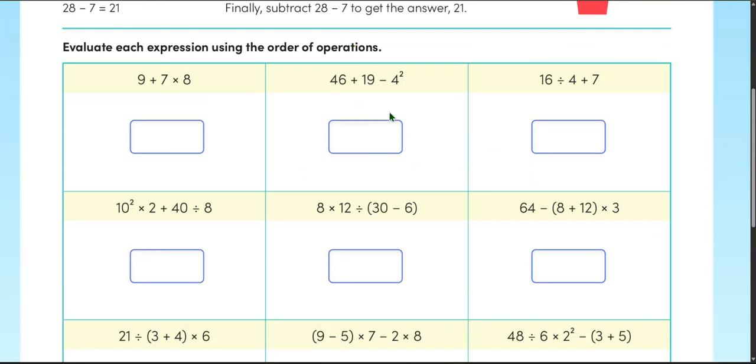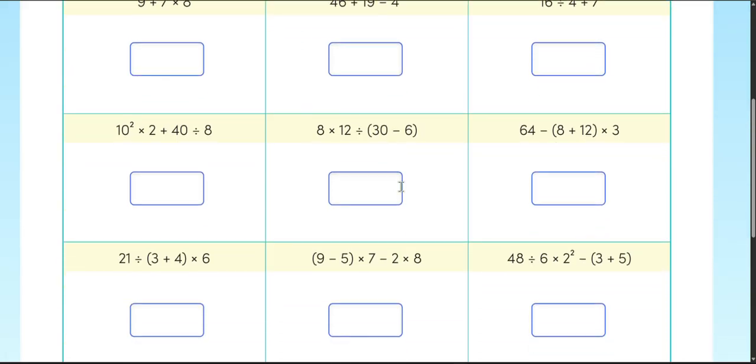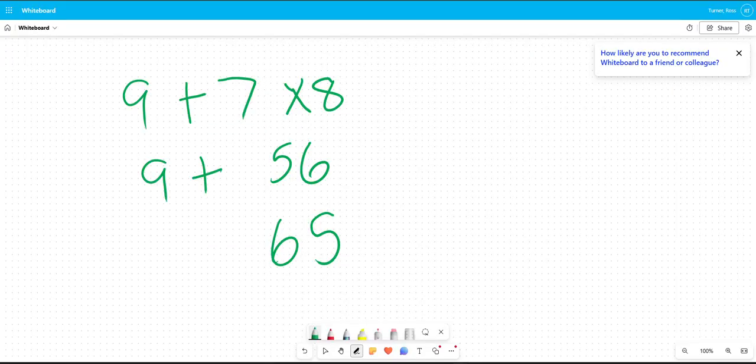I'm going to skip this one because we don't necessarily see too many exponents up to 5th grade, and I don't want you to get lost in it per se. But let's go on to a good parentheses one. We're going to do this one right here. 64 minus, open parentheses, 8 plus 12, close parentheses, times 3. That's a long one. Let's go ahead and write that out.